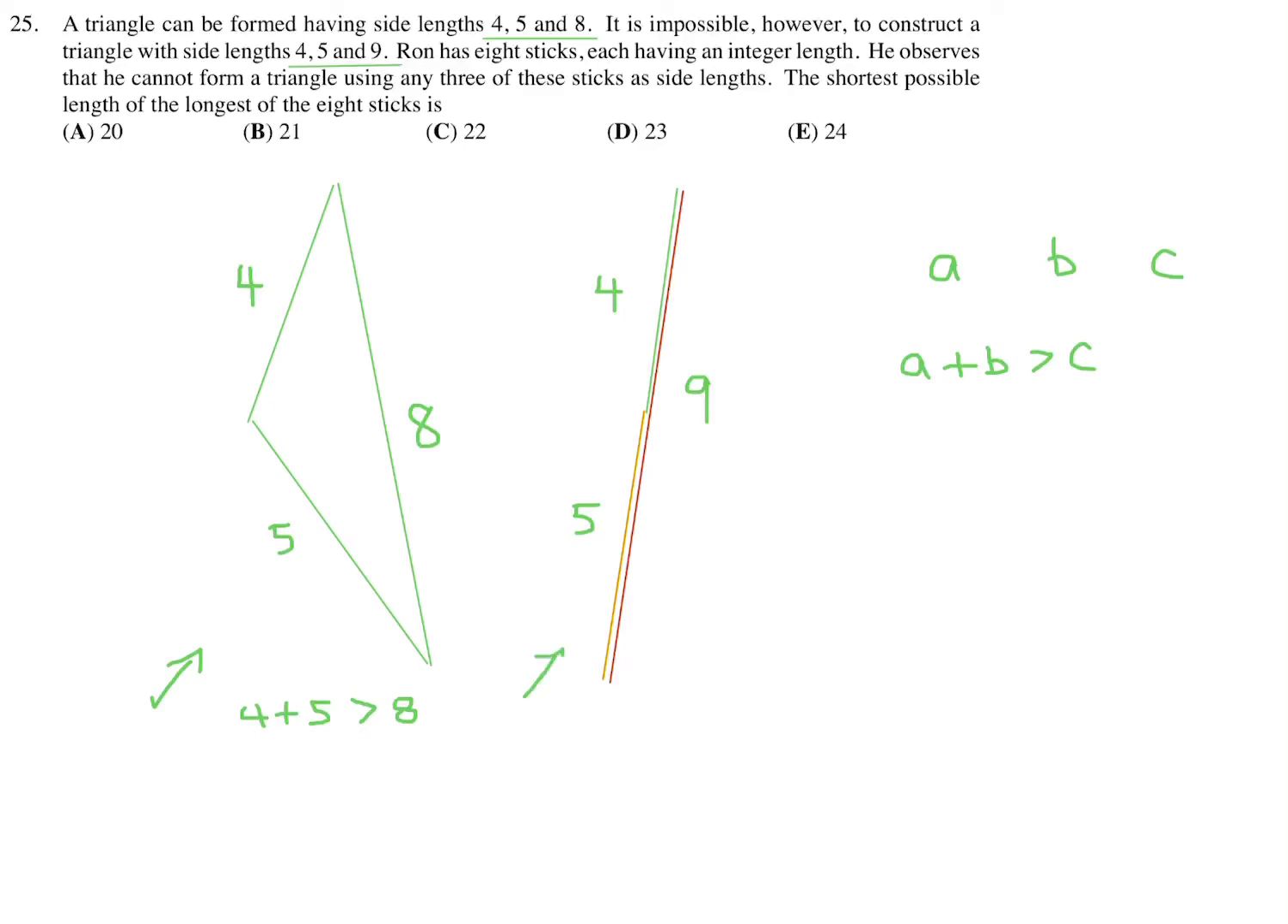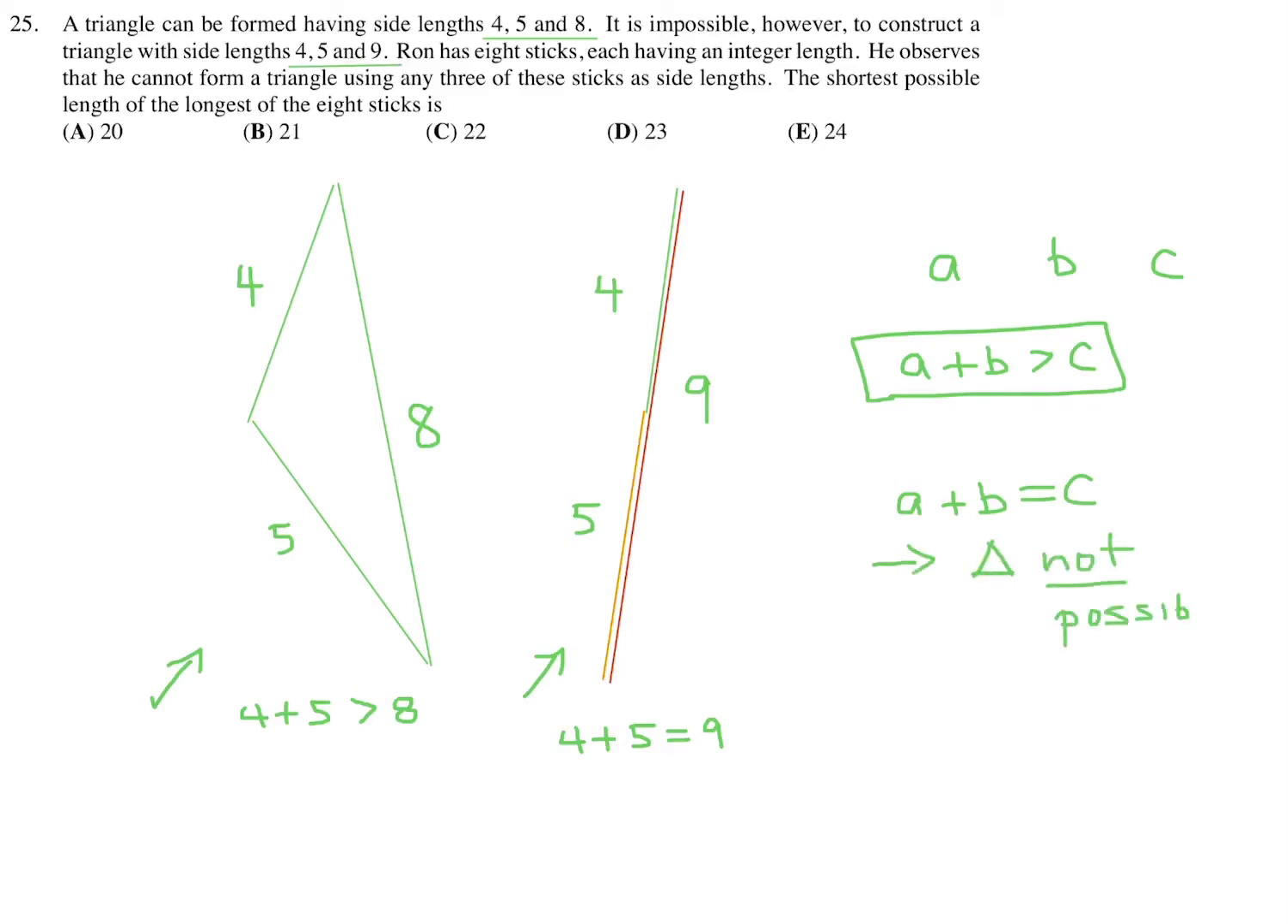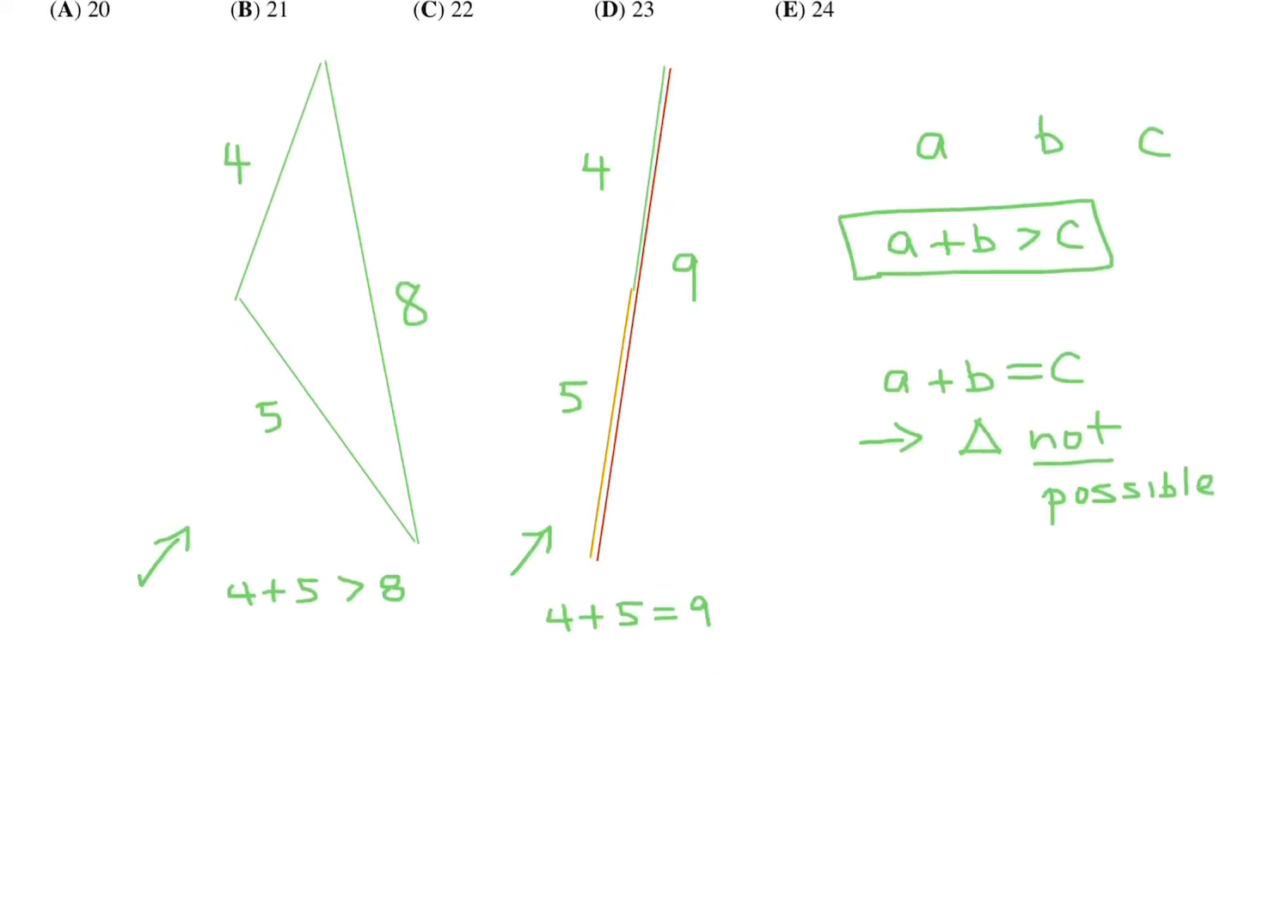In this scenario, 4 plus 5 was equal to 9. And because it's equal, it cannot be made into a triangle. The sides can't be constructed in a way to form a triangle. So this is the fundamental relationship or rule: if A plus B is equal to C, this means a triangle is not possible. All right? So that is basically what we have to work with.